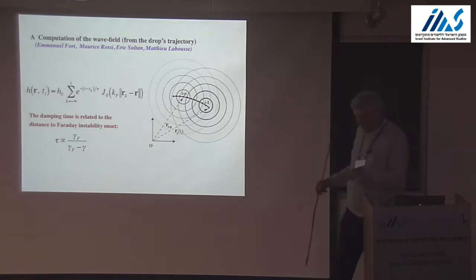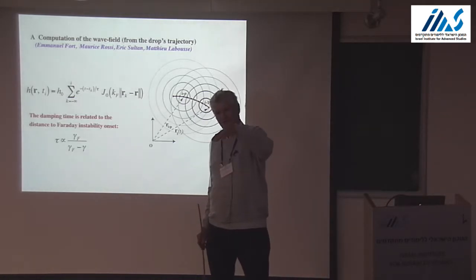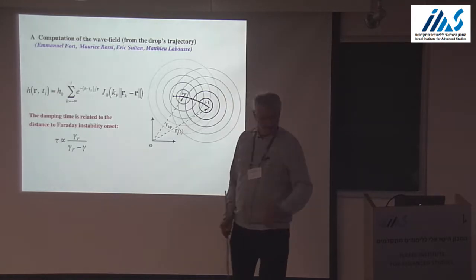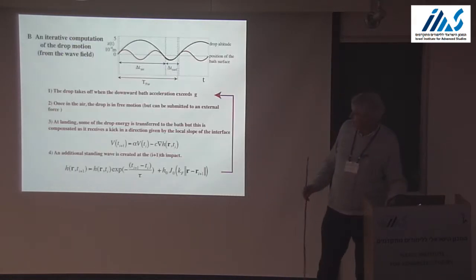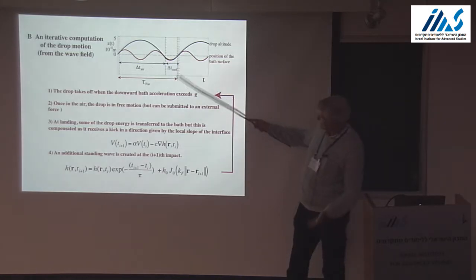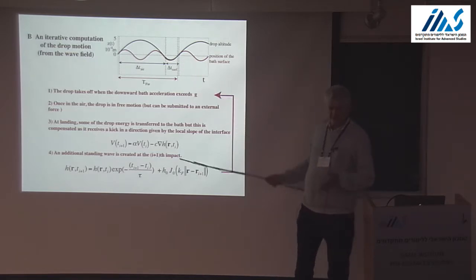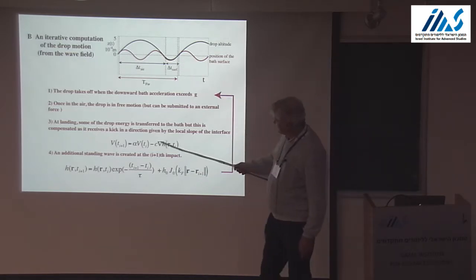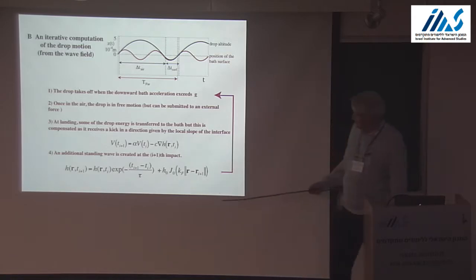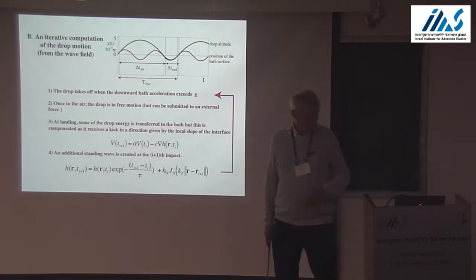And at this point, this number of sources can be either small or large, and at this point you have to compute the local slope of the bath, and the drop will hit the bath and then move forward as a function of the local slope of the bath at the point of impact. So this is what we do. This is the motion of the drop. The drop just moves up and down because of vertical acceleration. And each time it hits the bath, it receives a forward kick in a direction fixed by the local slope. And this local slope, of course, has to be computed from the wave field that you have computed before.